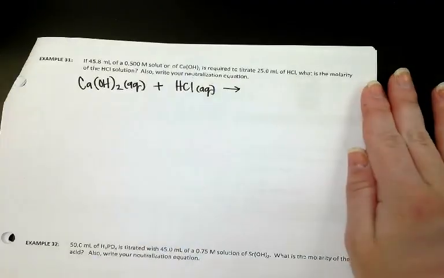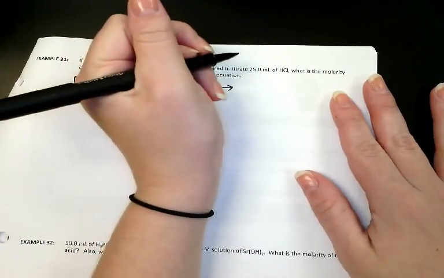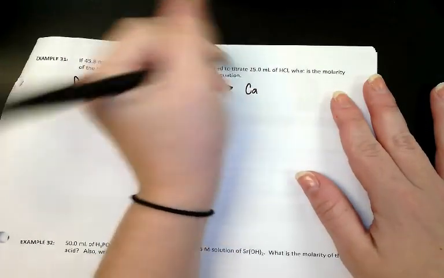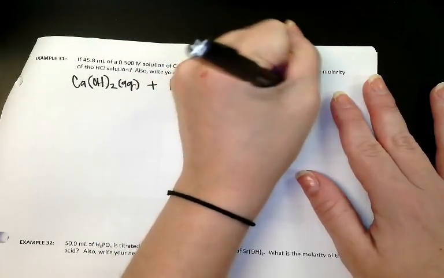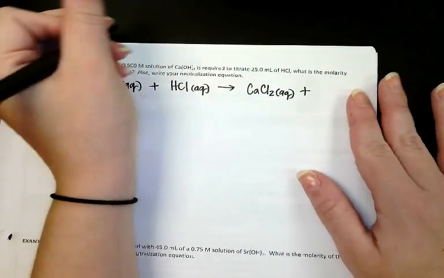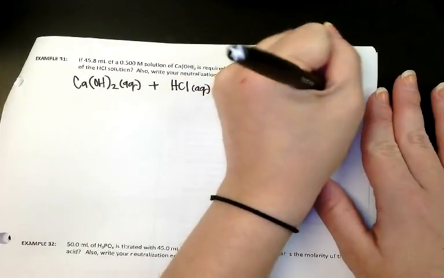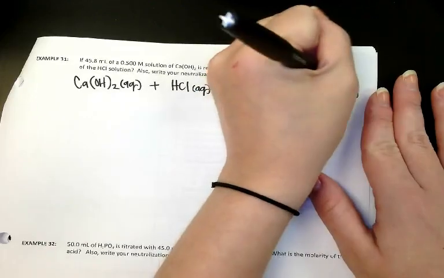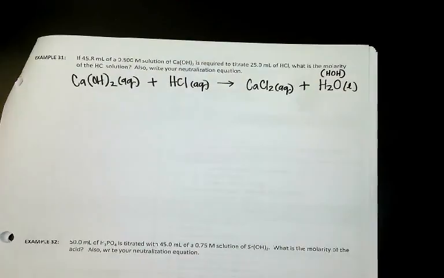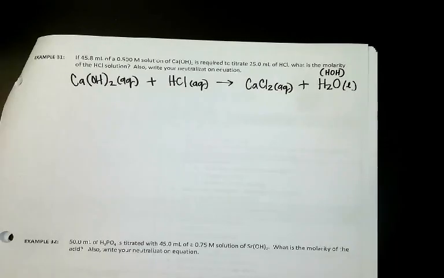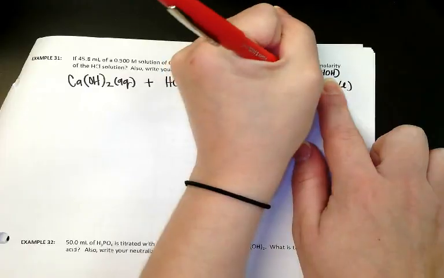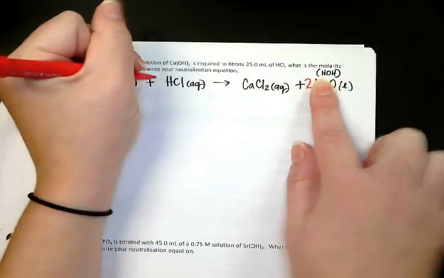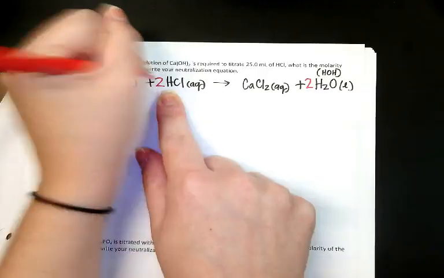Now, it's going to form what? Calcium chloride, what's the formula? CaCl2, that's aqueous, plus water, H2O, which is a liquid. And again, you can write it as HOH to help balance. Okay. So I see I have 2 hydroxides here, but here I only have 1. So I'm going to put a 2 in front of my water. That changes the hydrogen, so I'm going to put a 2 here. Okay, and look, that balances out the chlorines.